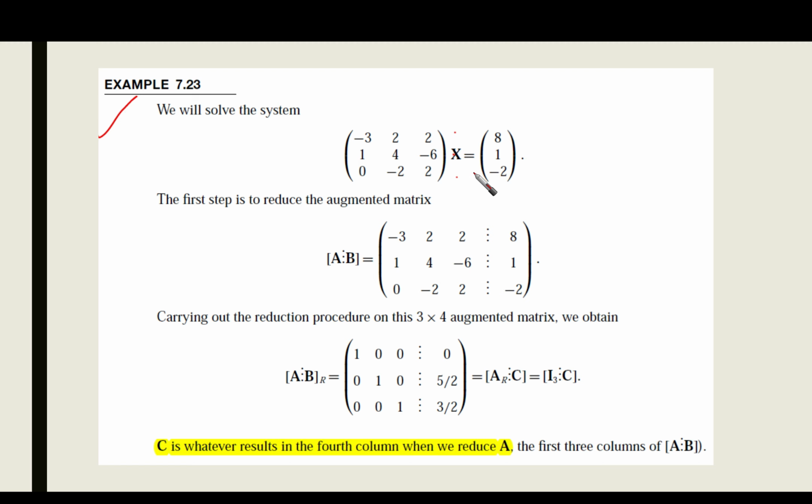8, 1, and minus 2. The first step is to reduce the augmented matrix. So we are going to form the augmented matrix. This is the augmented matrix now. We will put the coefficient matrix as it is, and we are going to add a column here, which is the right hand side, 8, 1, and minus 2.